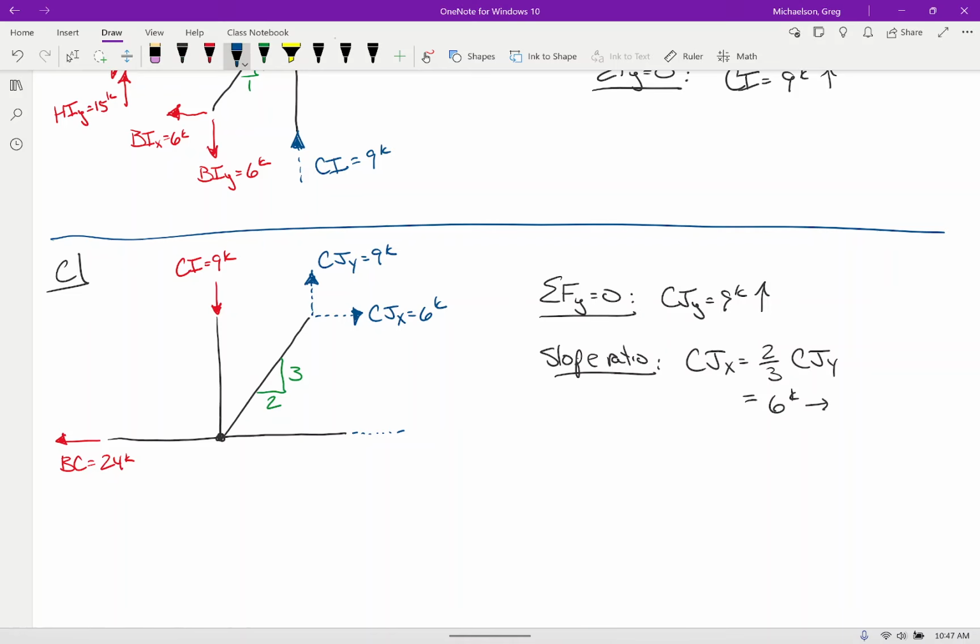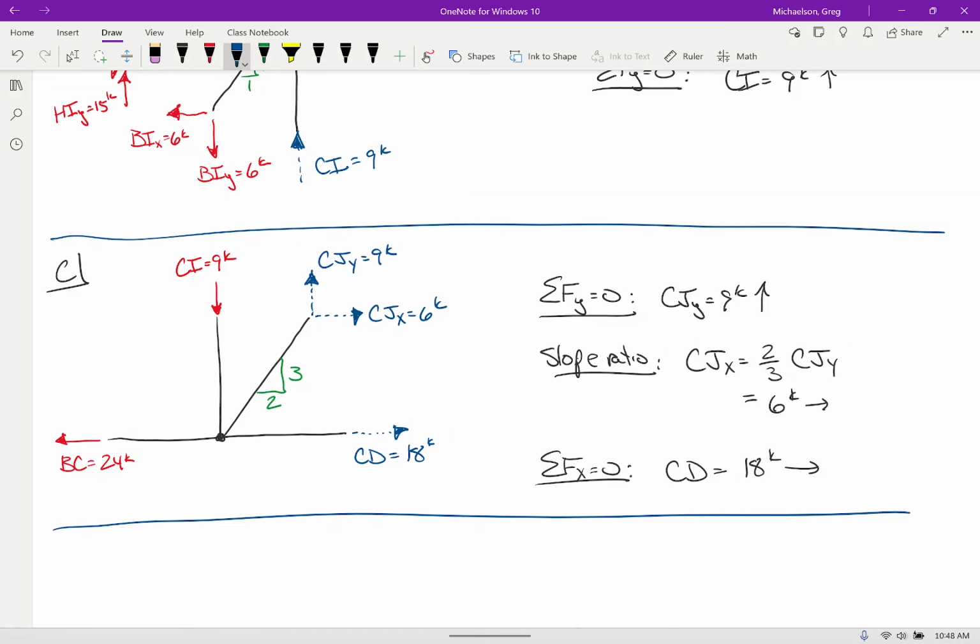And lastly, what's going on with this member? This is member CD, and what is it? 18 to the right. Okay, I know we're running short on time, so I'll be quick with this. So this CD is 18 kips in what? All right, and then this one, what is that? First off, it's tension, right? What's that? I need some help on that. 10.82.